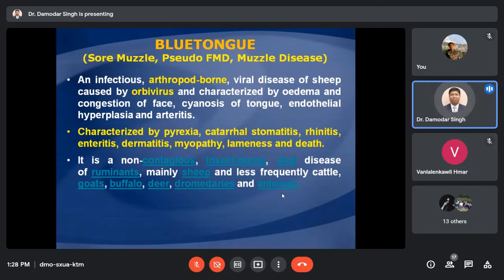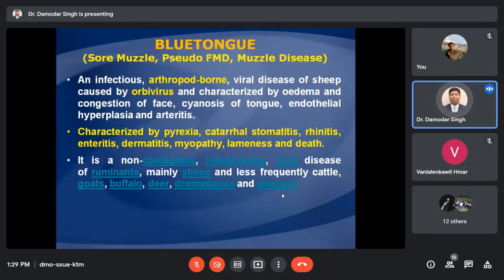Sore muzzle, sore. The term sore means some ulcerative type of lesion, like in a bed sore, as we used to say. The ventral or back portion of the body, when you are lying on the bed for a long period, used to have some ulcerative, erosive lesions. Like that, when such erosive and ulcerative lesions are there in the muzzle, we call it sore, right? So the muzzle may show this sore, and it looks almost like FMD, with similar signs, symptoms, and lesions. That's why it is pseudo, meaning false FMD.